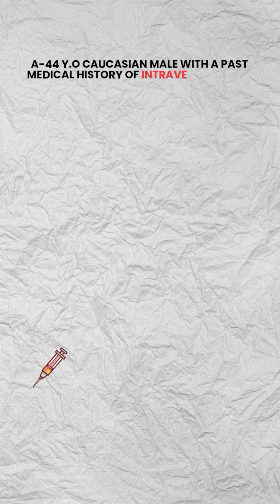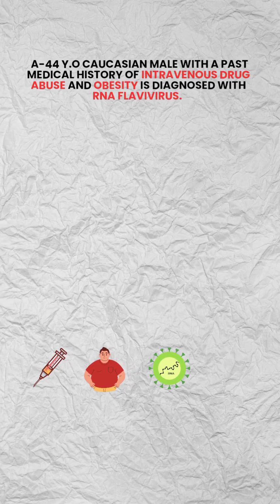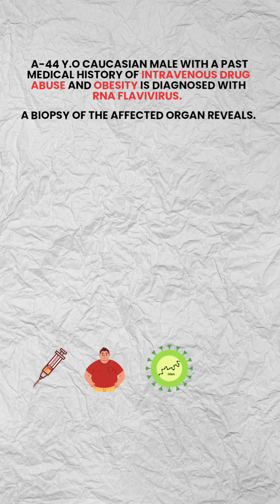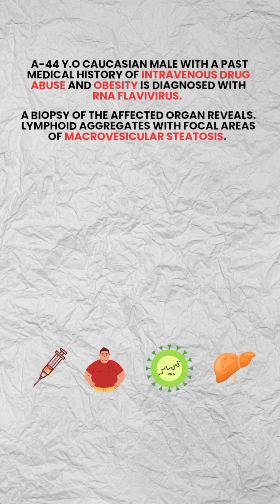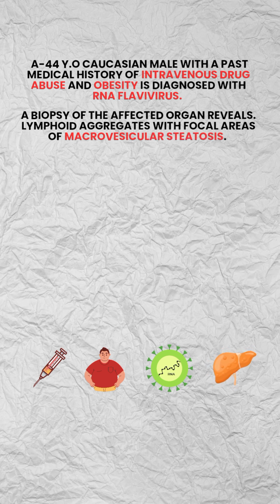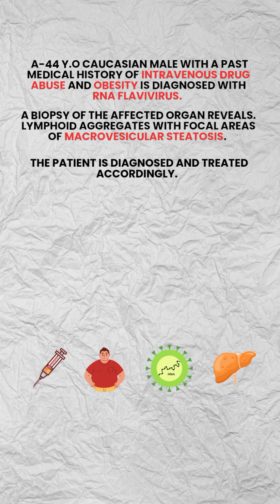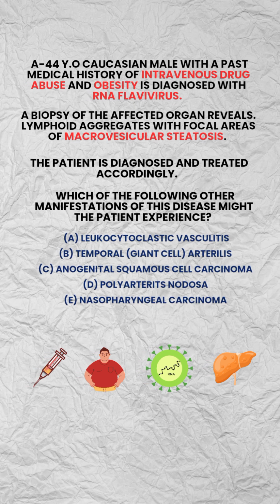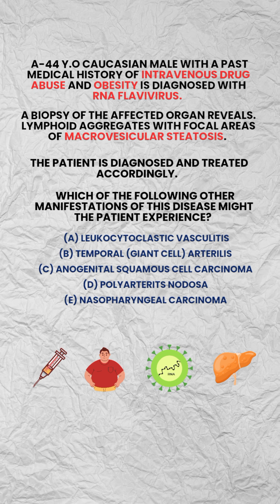A 44-year-old Caucasian male with a past medical history of intravenous drug abuse and obesity is diagnosed with an RNA flavivirus. A biopsy of the affected organ reveals lymphoid aggregates with focal areas of macrovesicular steatosis consistent with liver involvement. The patient is diagnosed and treated accordingly. But which of the following other manifestations of this disease might the patient experience?